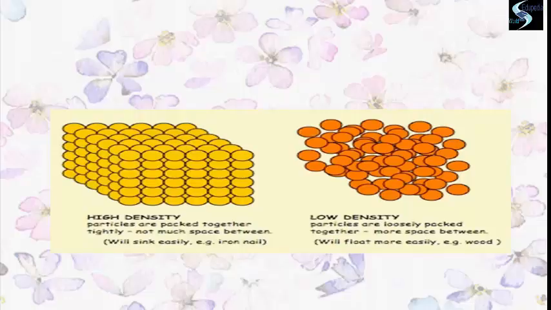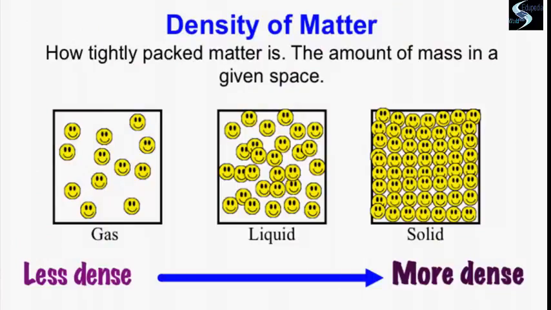Those substances which have lower density have very loosely packed molecules. That is, the intermolecular forces between the molecules are very weak, and there is more space between the individual molecules. For example, we can say that wood has a lower density than an iron nail.